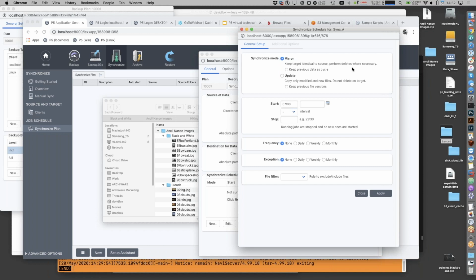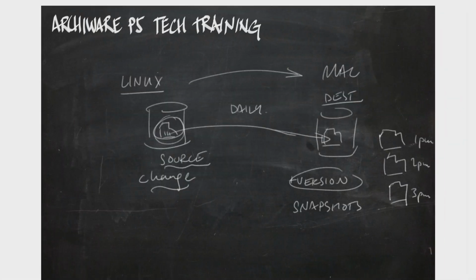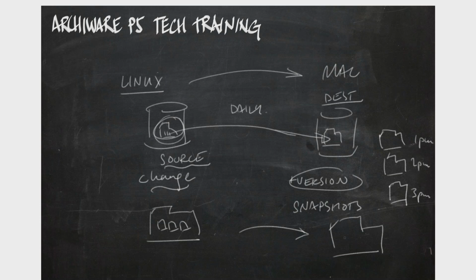A mirror will keep the target folder identical to the source, and it will delete where necessary. So that means that if I'm syncing here, if I was just to show this folder a little bit bigger, let's say we've got 3 files. The first time I run the sync, we have an empty folder to start with, so those 3 files are going to get copied across. That's great. If I delete one of these files, then if I'm doing a mirror sync, that file gets deleted over here.